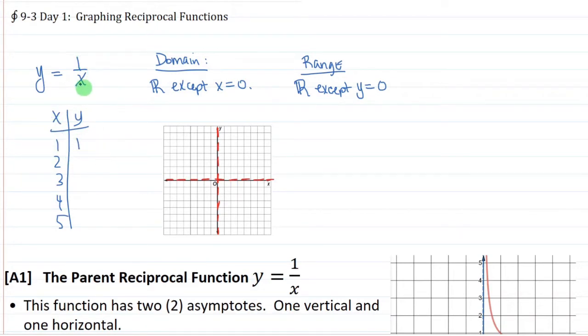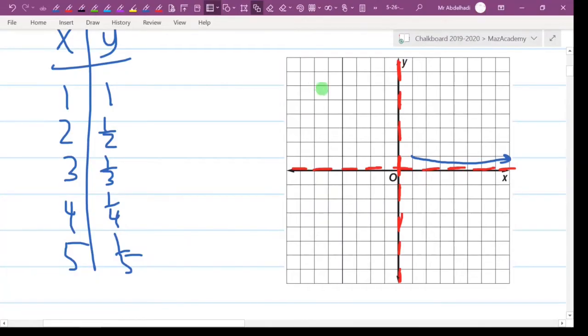If you plug in a 2 for x, you get 1 over 2, which is 1/2, and then 1/3, and then 1/4, and then 1/5. And what you can see is that as the x gets bigger, the y gets smaller. So that means you're starting at 1, and you're getting really, really close. Okay, let me zoom in a little bit on that so you can see that better. And let me try to do that a little better.